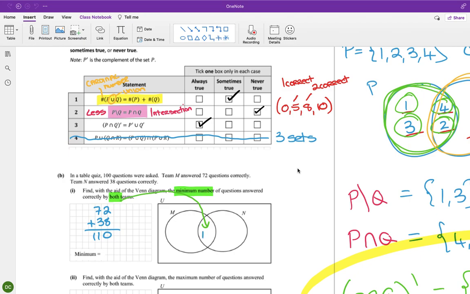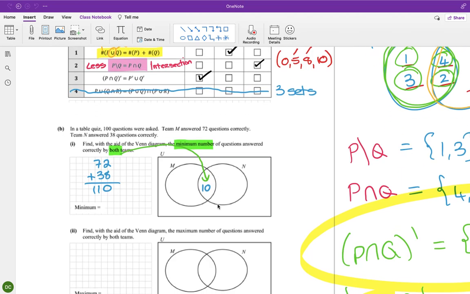So if I put 10 here, how many questions did Team M answer in total correctly, Dean? In total. 72. 10 of those were also answered correctly by the other team. So how many did only Team M answer correctly? 62. Okay, I'm going to stop that and we'll pick it up tomorrow.